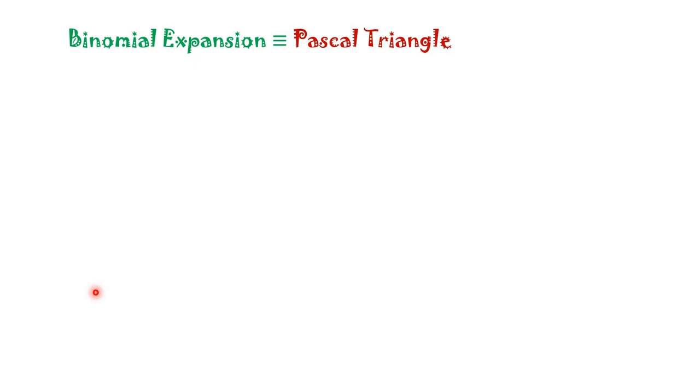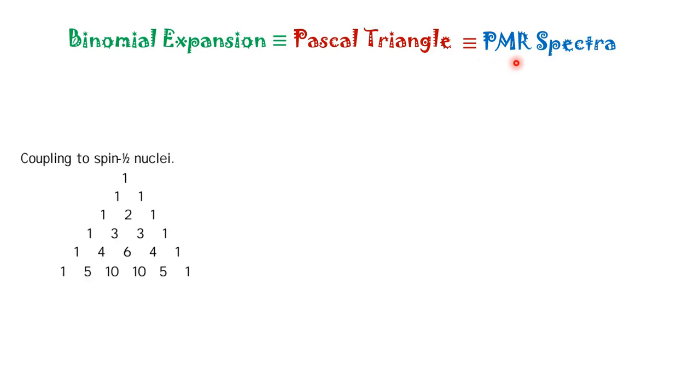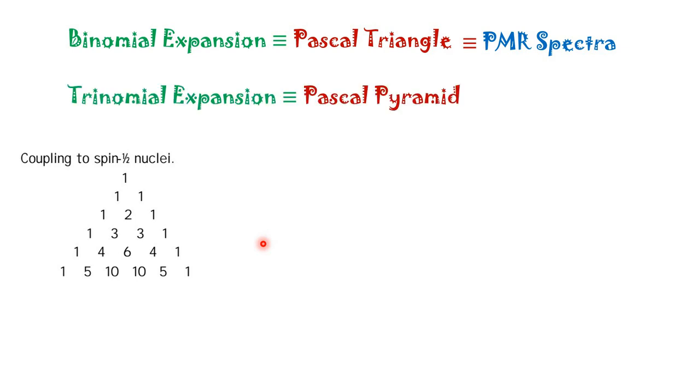In the first part, we have shown that the Pascal triangle is a representation of binomial expansion coefficients. That's why it is also called the binomial triangle. But at the same time, this Pascal triangle represents the intensity ratio of the proton magnetic resonance spectrum. This is the same binomial expansion triangle, or the intensity ratio triangle for PMR, spin equal to half.